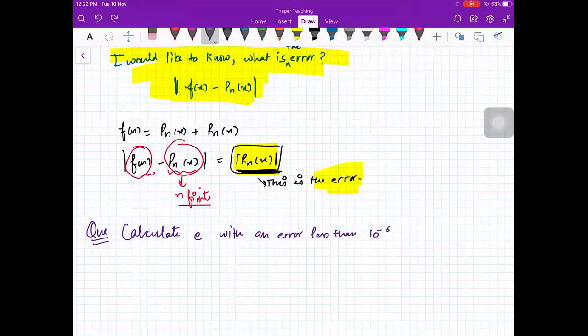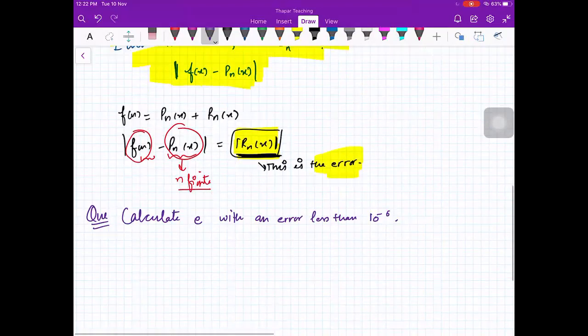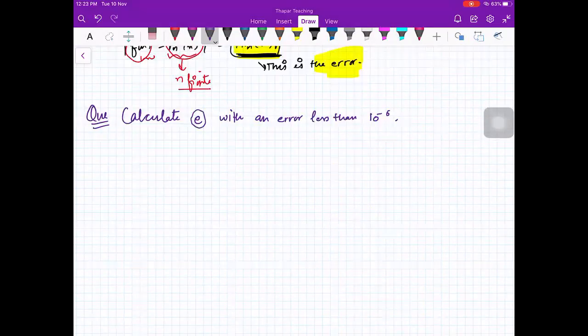Okay, first try to understand this question, that you are asked to compute the value of e in such a way that error is less than 10 to power minus 6. Now you tell me, how do you think a calculator is computing e? If I put e raised to power 1 in a calculator, I will get something. What is the value of e? 2 point something, right? 2 point how much? 7.